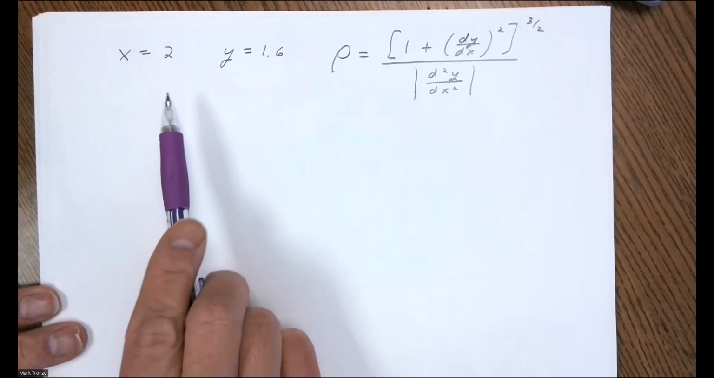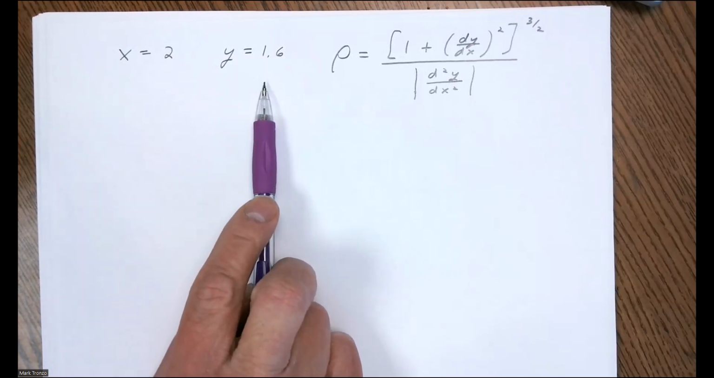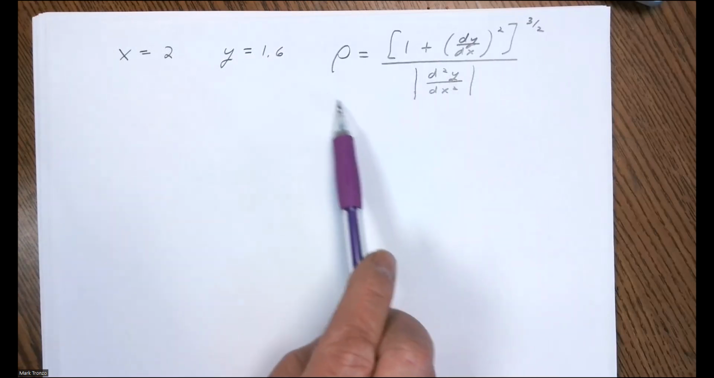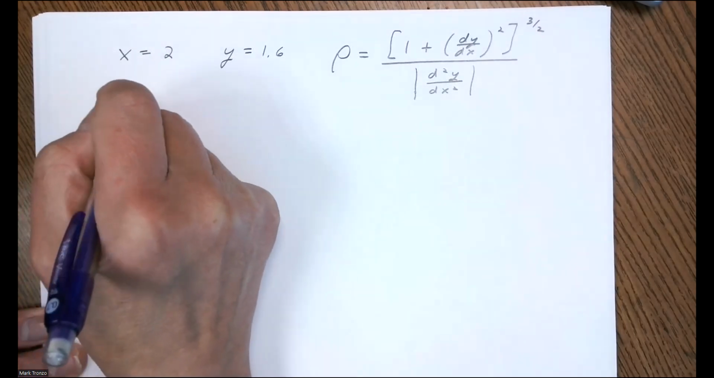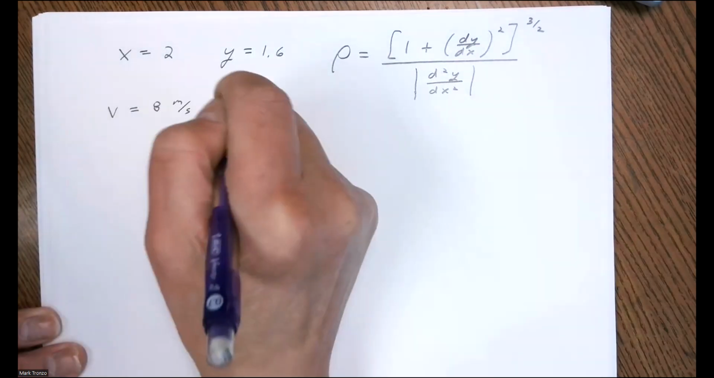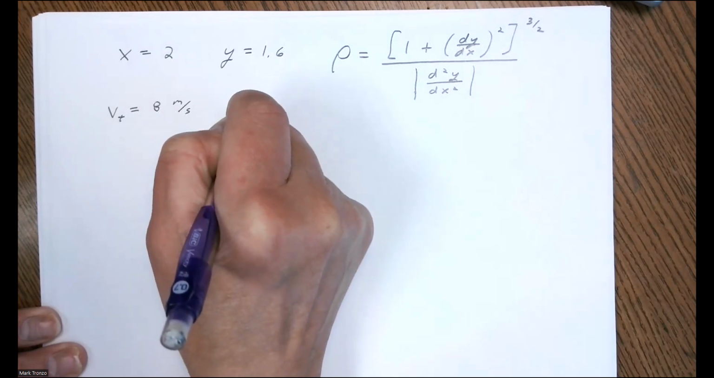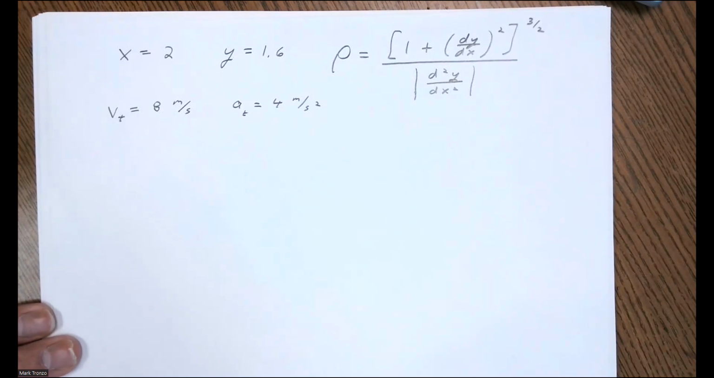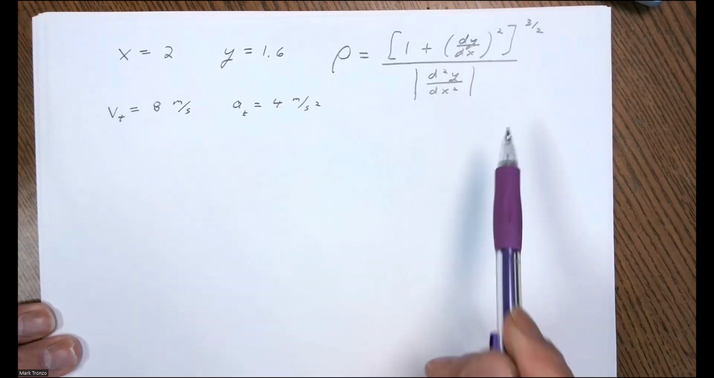So we're given the point at which we want to calculate the acceleration, x equal 2, y 1.6. Again, we're going along a curved path, and so we're going to need our radius of curvature equation, which is this right here. Now we're given that the velocity is 8 meters per second, and the dv dt is 4 meters per second squared. That's going to be our acceleration. So this is like our tangential velocity and our tangential acceleration. We're also given the equation for the path, so we're going to use that to find dy dx and the second derivative with respect to x here.